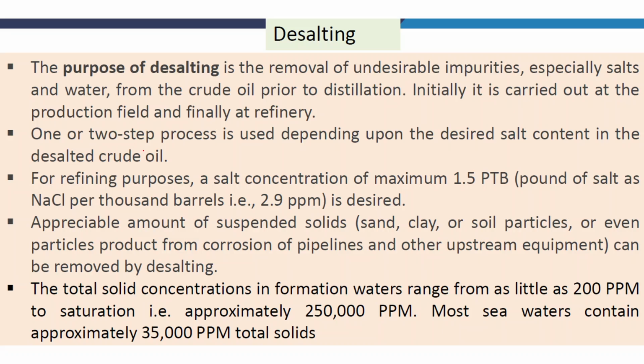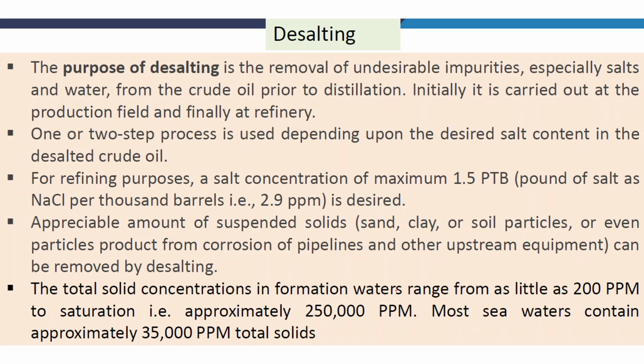Desalting can be done either in a one-step or two-step procedure. It is the removal of undesirable impurities, especially salts and water, from the crude oil prior to distillation. Sometimes at the point of production of crude oil, some amount of desalting is done there also. Then after transportation of crude oil to the refinery, before atmospheric distillation, also some amount of desalting is done. For refining purposes, a salt concentration of maximum 1.5 ppb, that is pound of salt as NaCl per 1000 barrel, is desired.